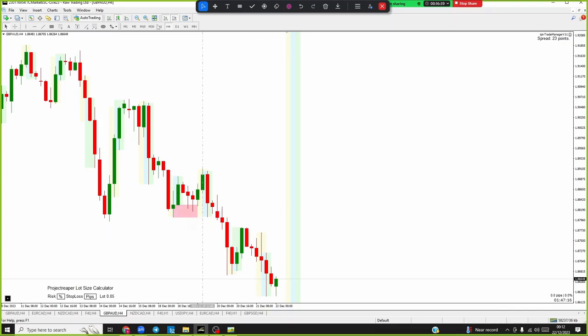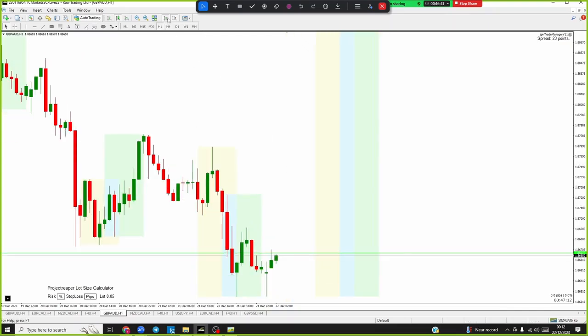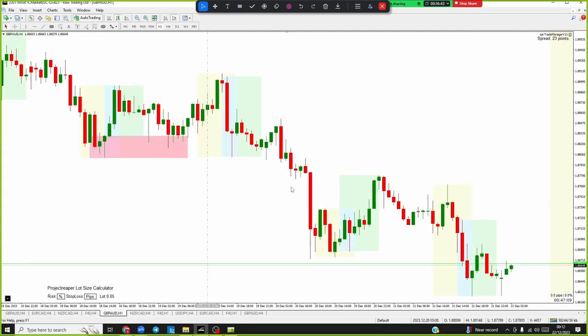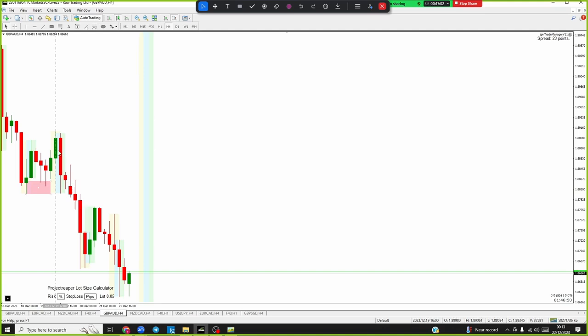Okay, and we also want to be trapped within the H1 structure as well. So if I come to the H1 and I narrow this down to H1 structure, this would be like the lowest H1 structure, this inside bar here. We are also tapping that as well. All right. So that's why our next candle closed bullish.